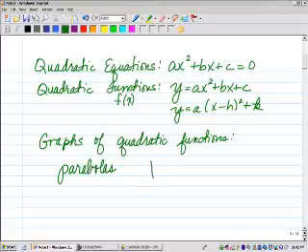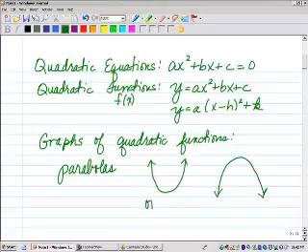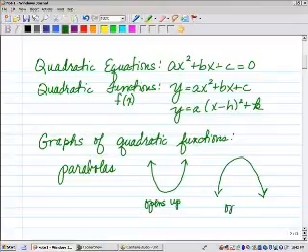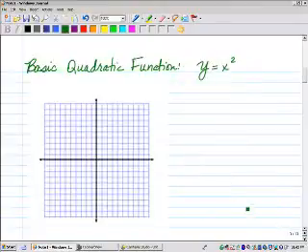And a parabola is something that looks of this form. It can be a parabola that opens up, as in the first example that I've drawn, or a parabola that opens down. Okay? So let's take a look at the basic quadratic function, and then we'll again look at those values of a, h, and k and see how they affect this graph.